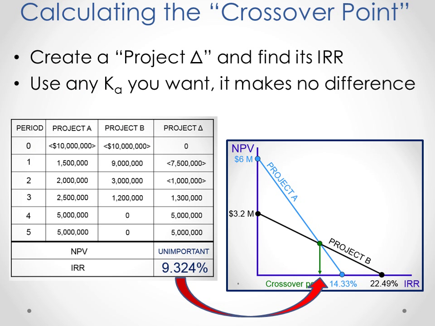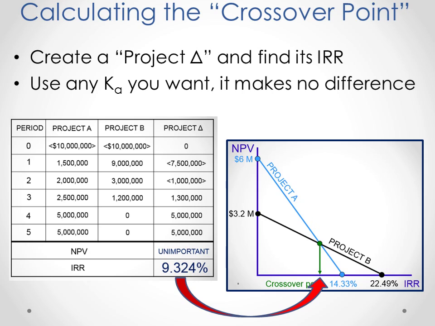Another way that you can determine what that crossover point is, is to create a project delta. So here I've just put side by side project A and project B, and you subtract one from the other. Negative 10 million minus negative 10 million is 0. It's not negative 20 million, it's 0. So you take a negative 10 million and you subtract a negative from it, which is the same thing as adding 10 million, you get 0. 1,000,005 minus 9 million is negative 7,500,000. 2 million minus 3 million is negative 1 million.